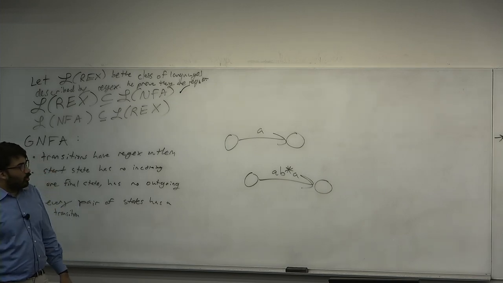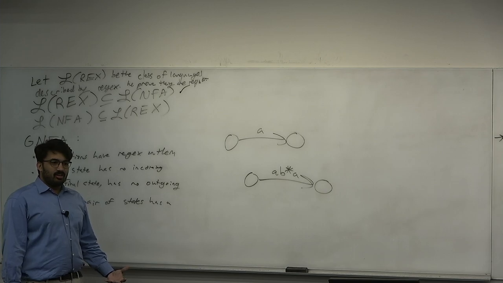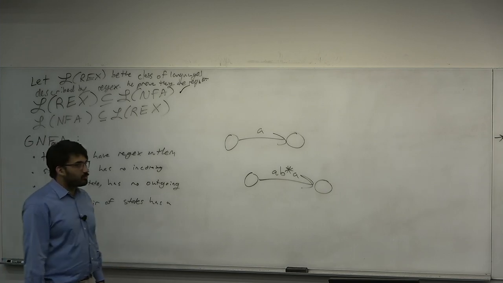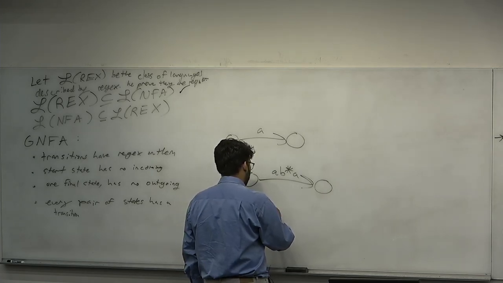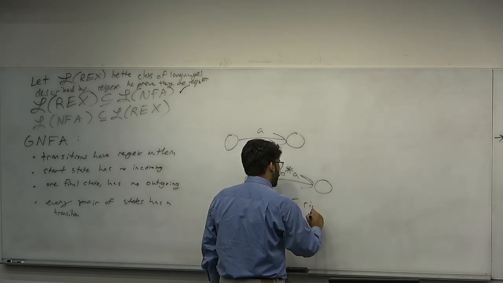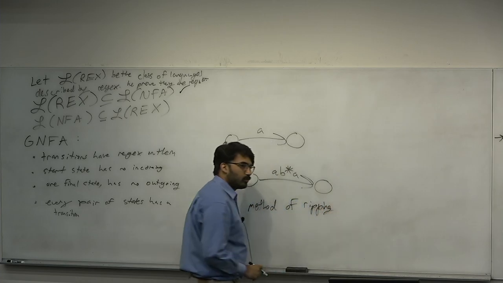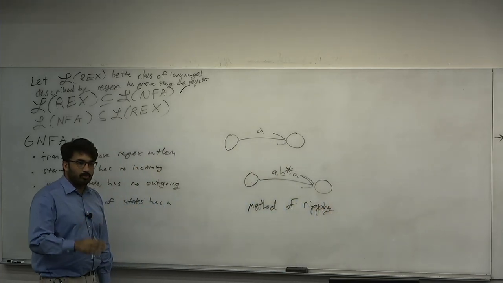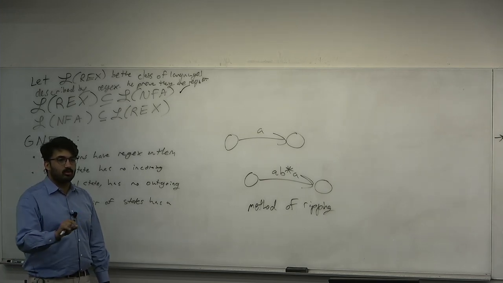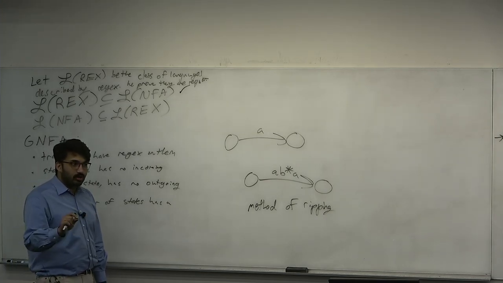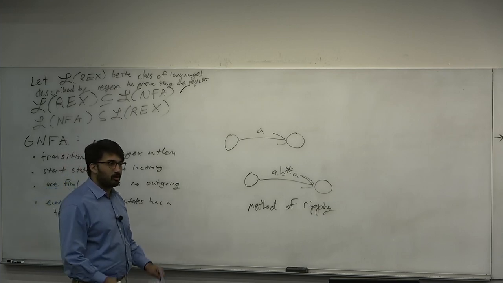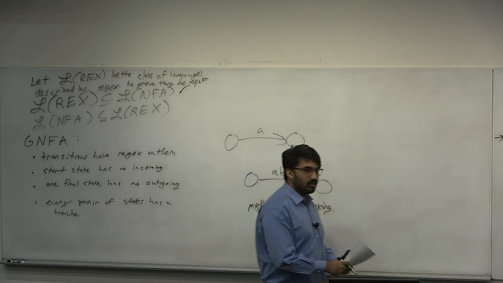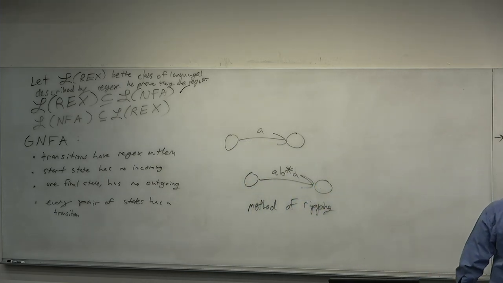The reason we are allowing ourselves to put regular expressions on the transitions is because what we're going to do is what's called the method of ripping. We're going to convert an NFA to a GNFA. We're going to repeatedly rip states out of it until we're left with only two states. Then we're going to have one transition between two states, and that is going to contain a regular expression on it. That regular expression is going to be our answer. It's going to be the conversion of the NFA into the whole DFA. Excuse me, the regular expression.